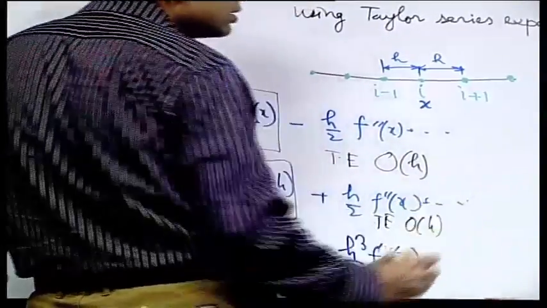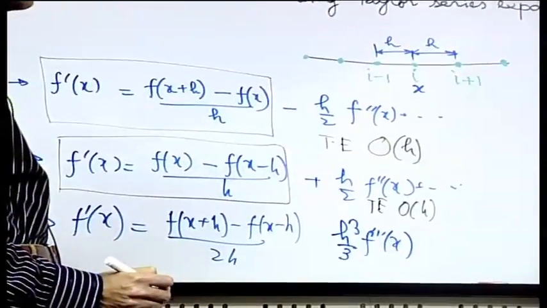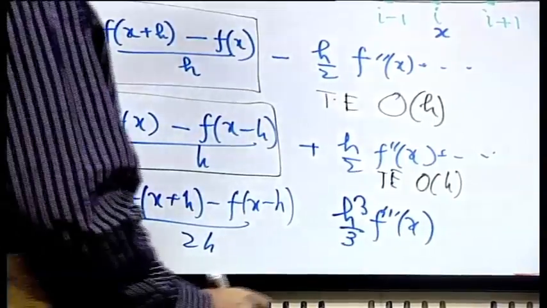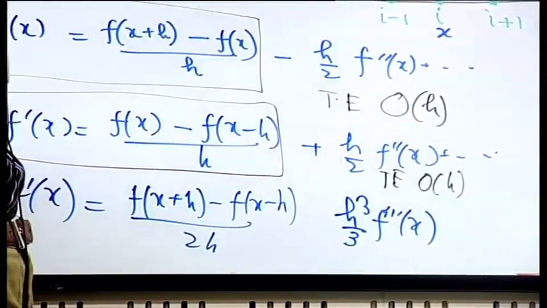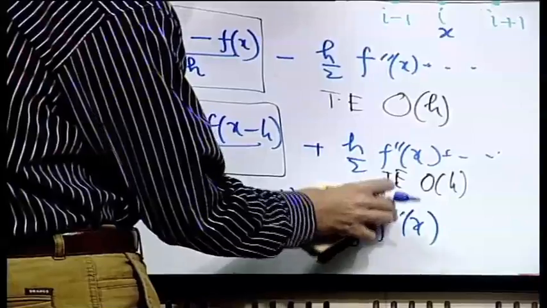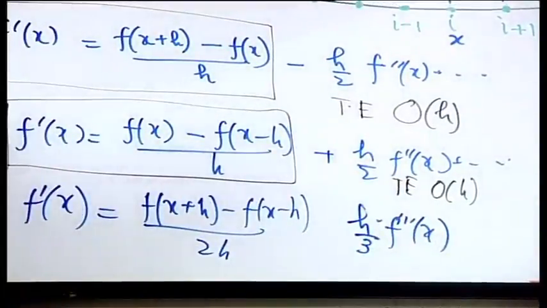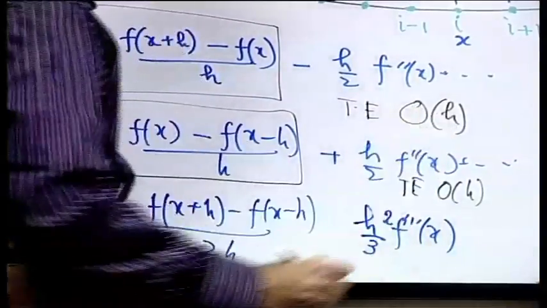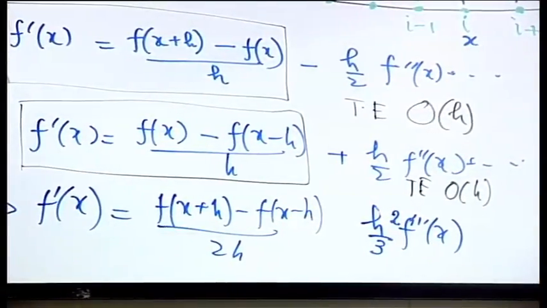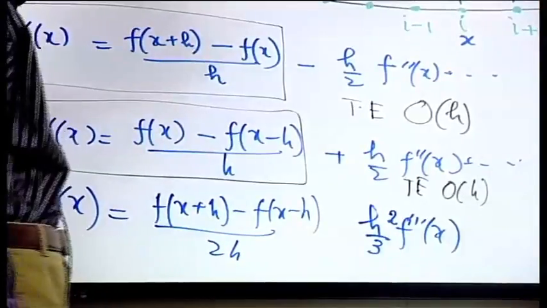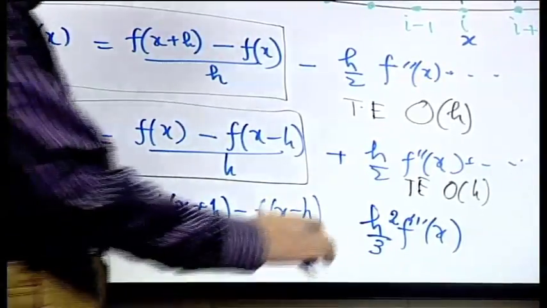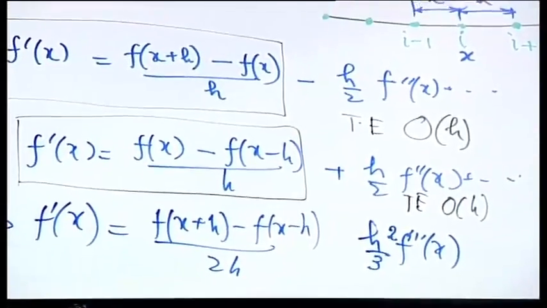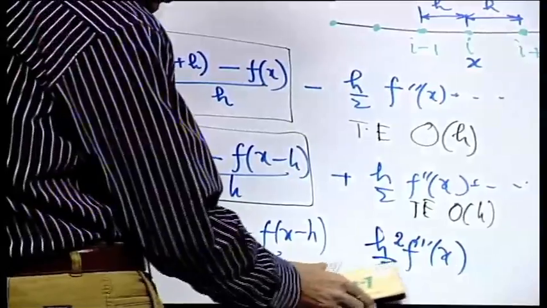f triple dash x by, so it is h square by, so it was 3 factorial and that multiplied by 2, so that it becomes 3 and divided by 2, yes.